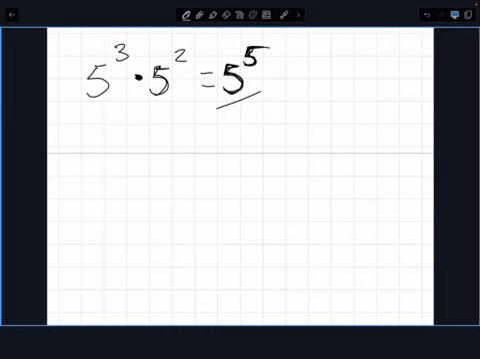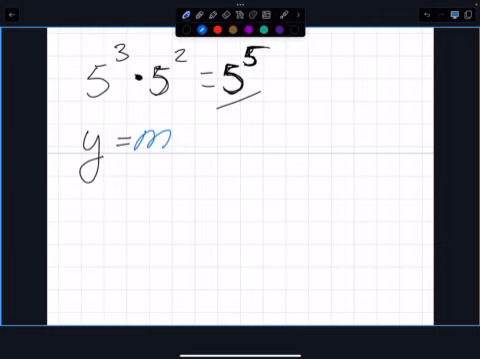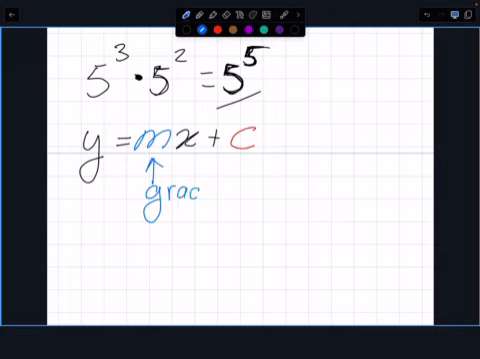The standard form of a linear equation. The standard form of linear equations. All of them shall be in this format. The M stands for the gradient, and the C stands for the starting point.